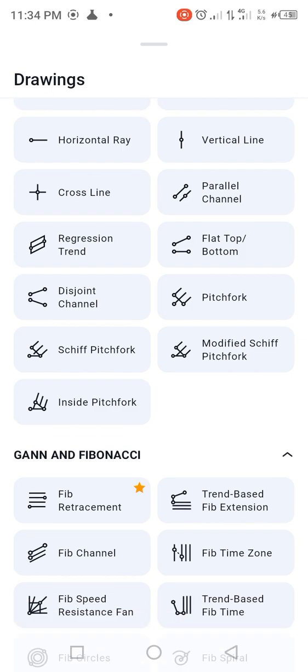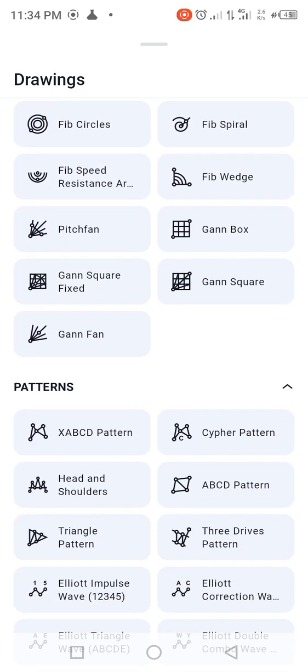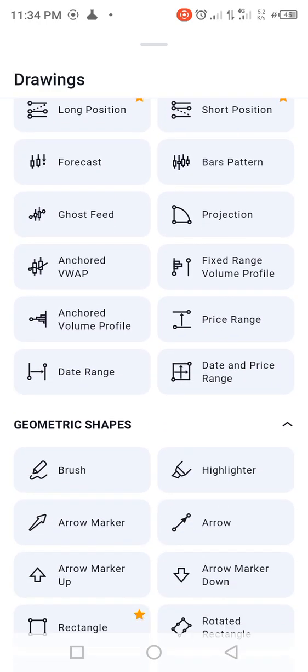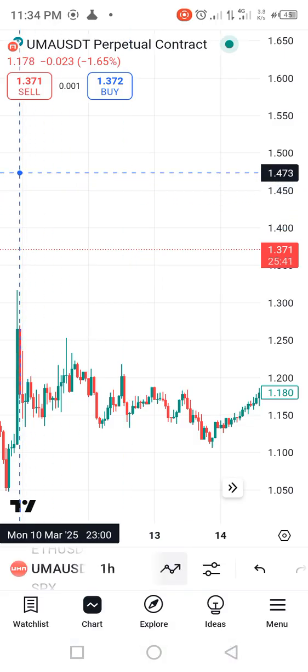I'm going to illustrate it first for you before I show you the setup on the chart. Now, this is a typical illustration of what AMD looks like.